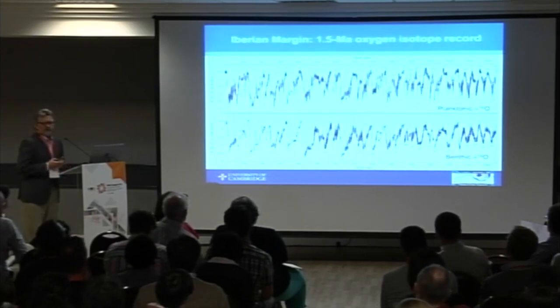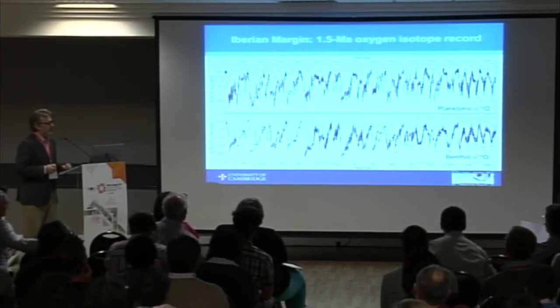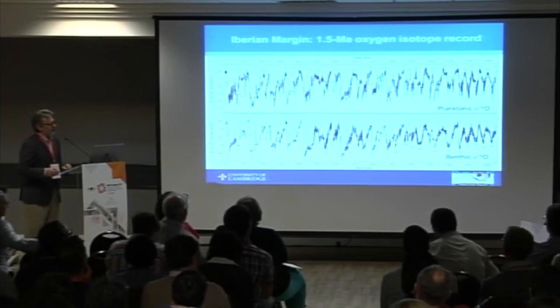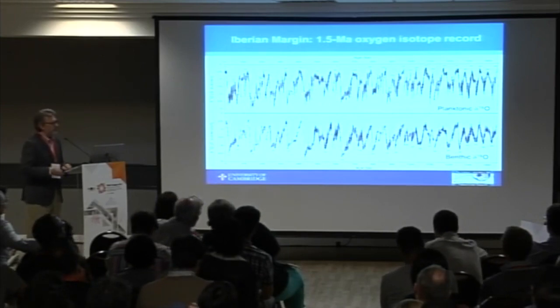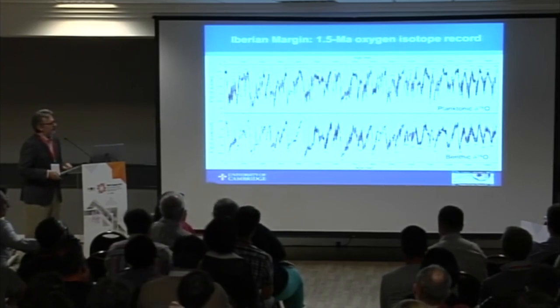So what we've done is basically to extend this record to the base of 1385, which is about 1.45 million years, into marine isotopic stage 47. On the top is the planktic oxygen isotopic record on G. bulloides, and on the bottom is the benthic O18 record on Cibicidoides wuellerstorfi. So just some general characteristics of this record.